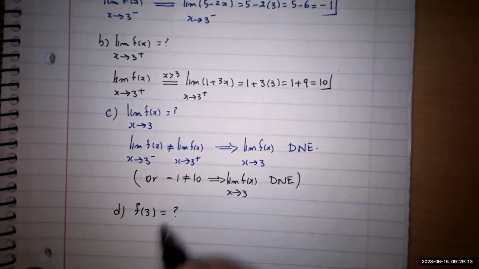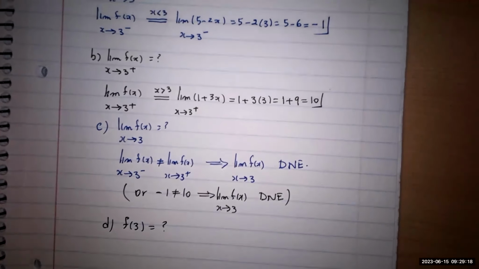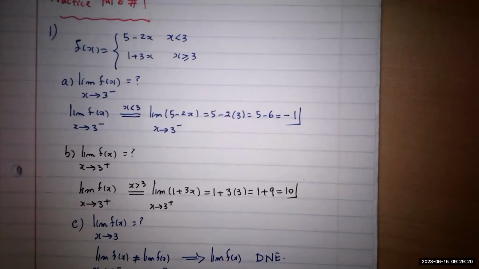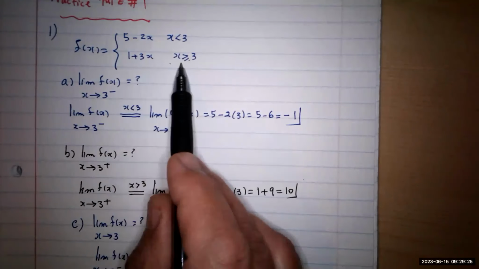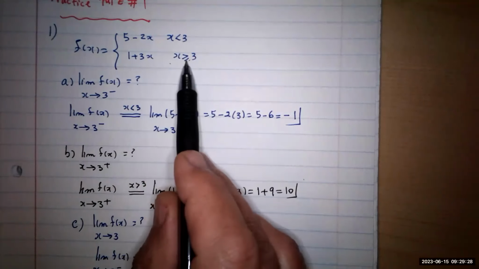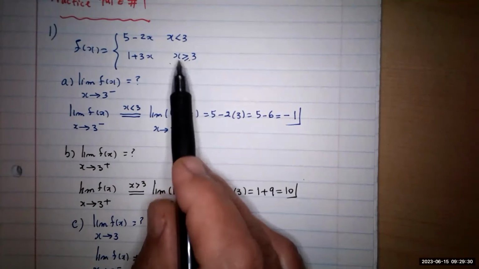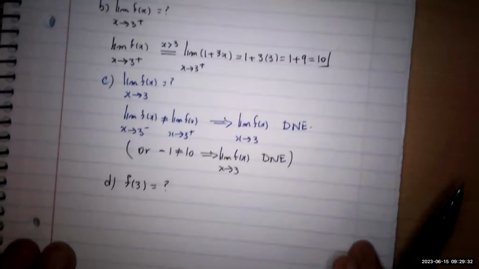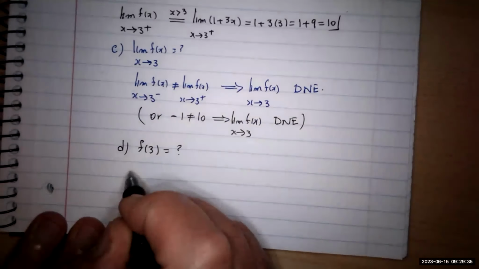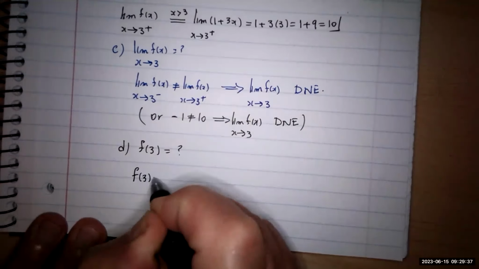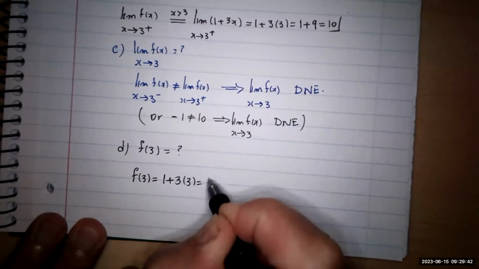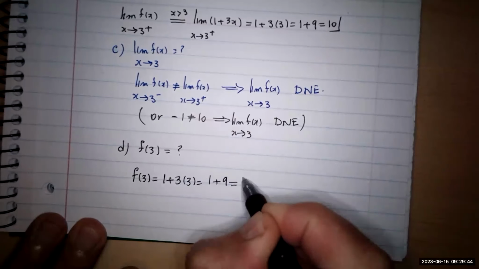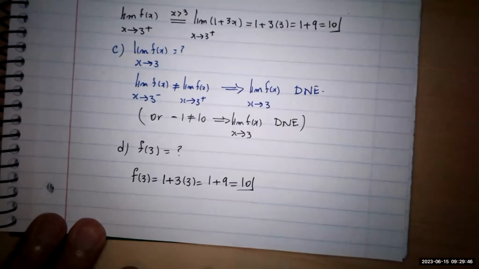F of 3. You check if you have this option of x equal to 3. You see, x equal to 3 is here. So we use the second one to find f of 3. If this equality sign was missing, f of 3 is undefined. In this case, we can do it. So to find f of 3, the second option, 1 plus 3 times 3 is 1 plus 9, equal to 10, the final answer.